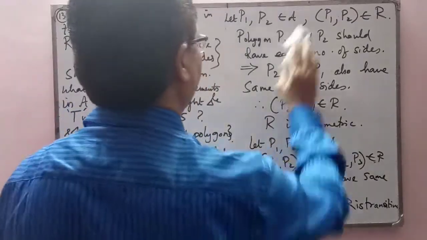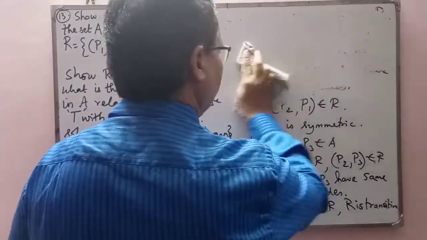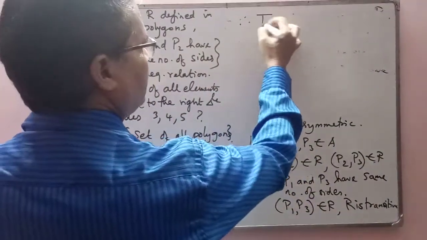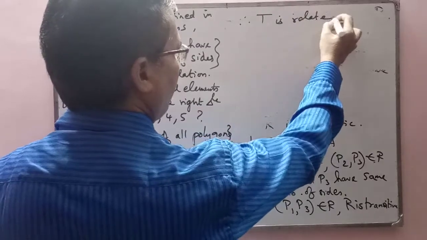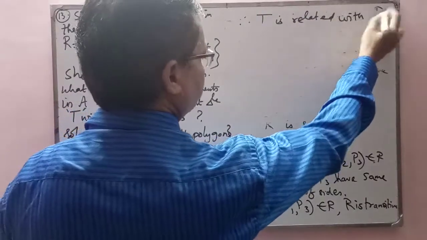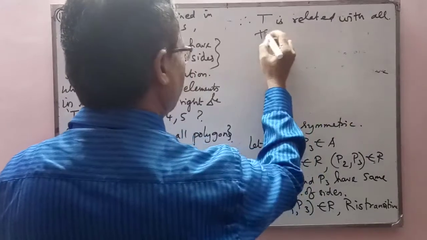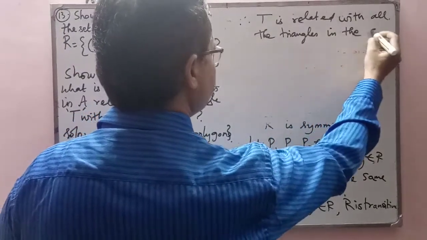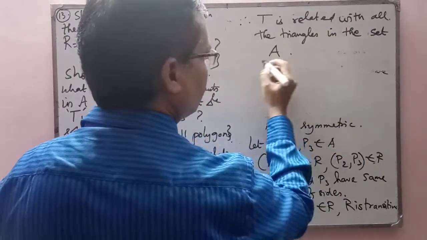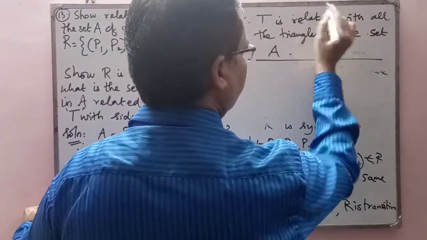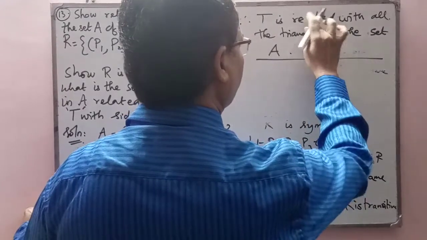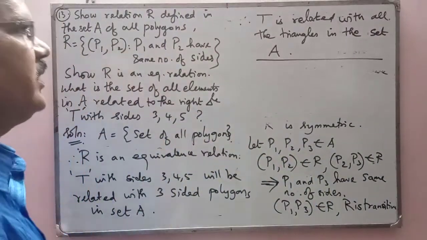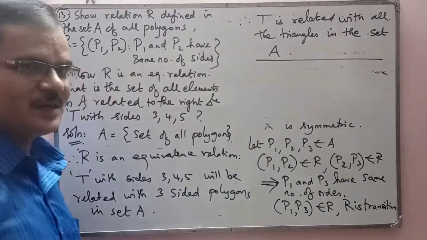So we have to rewrite again. Replacing the three-sided polygon, you write that they are triangles. Therefore, T is related with all the triangles in the set A. In this way, they are related. Okay, children, they are related. So T is related with all the triangles in the set A. This completes the solution, children.